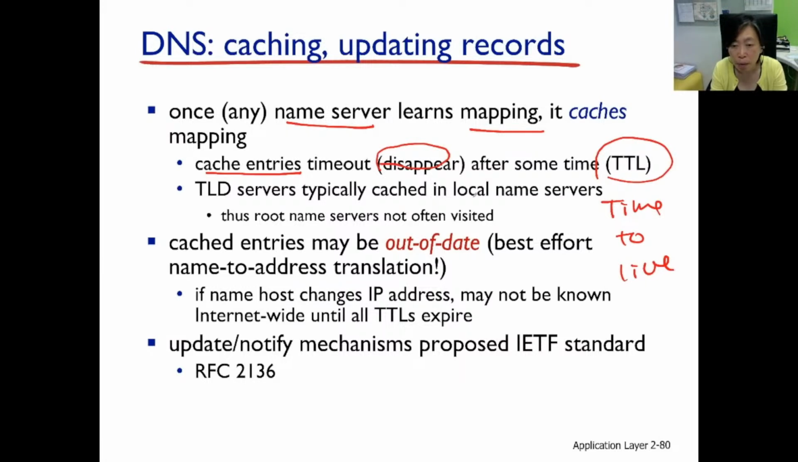So an example, a local name server might store the mapping for a top-level domain server so that the local name server doesn't need to go to the root name servers a lot. Okay? Again, trying to conserve the root server's capacity.